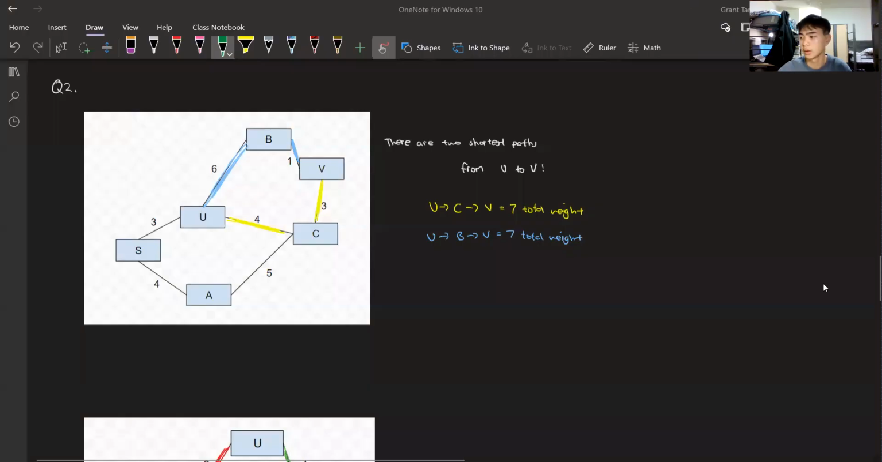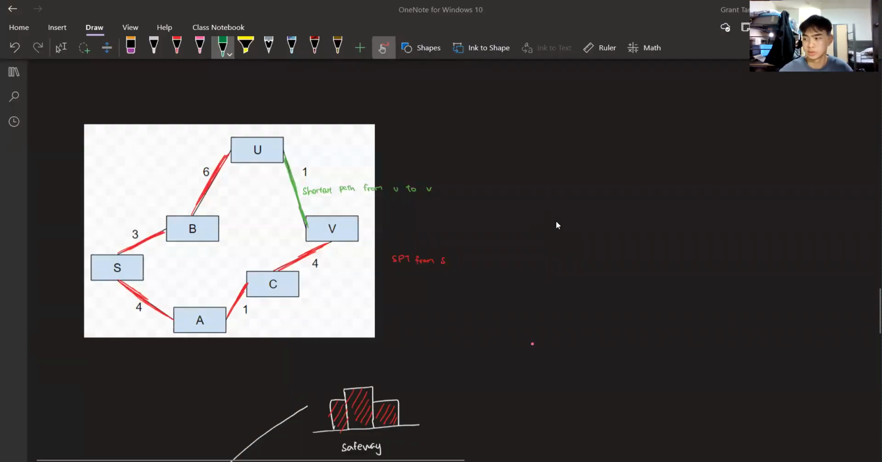For question 2, part 1, there can only exist a single shortest path from U to V. Well, here I drew a counterexample where there are two shortest paths from U to V. The first one highlighted in blue from U to B and B to V, and the second one highlighted in yellow from U to C and C to V, both having the total edge weight of 7.